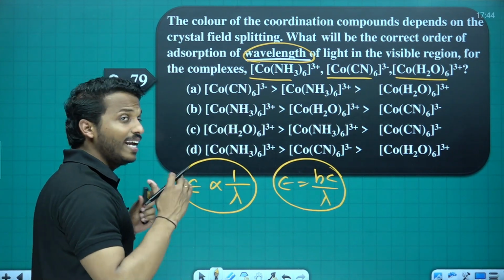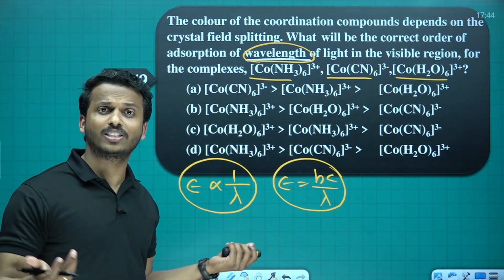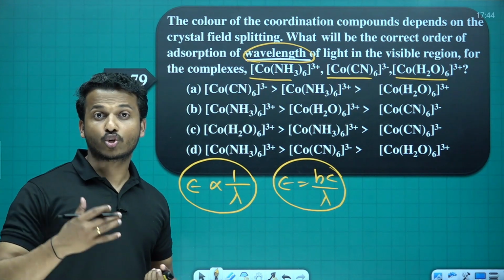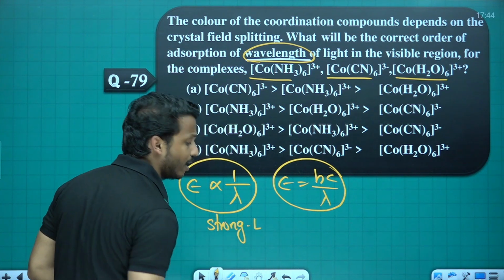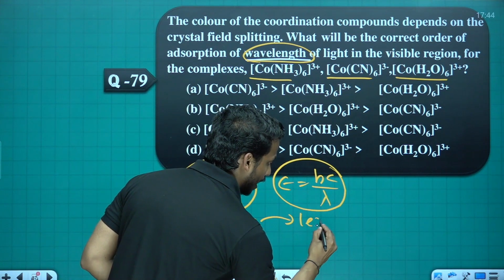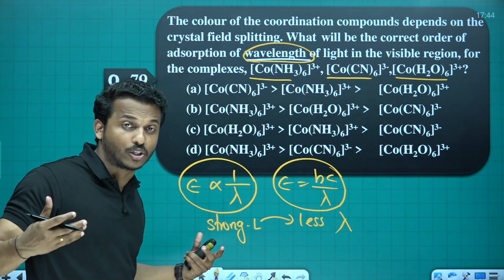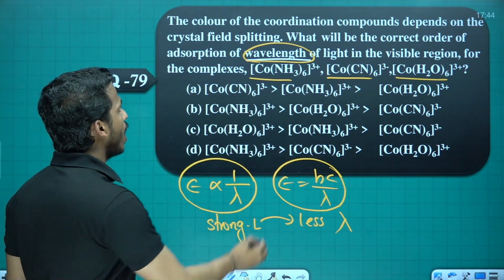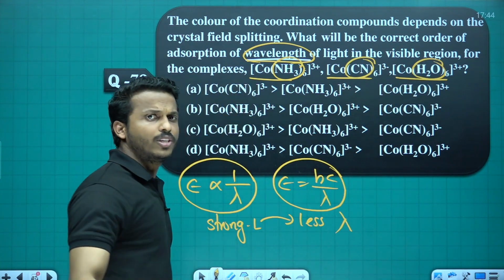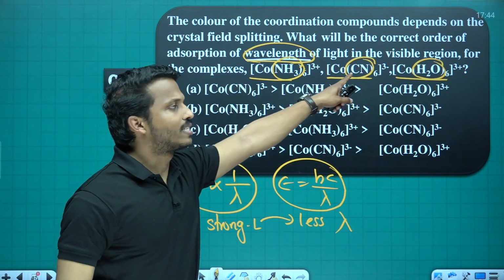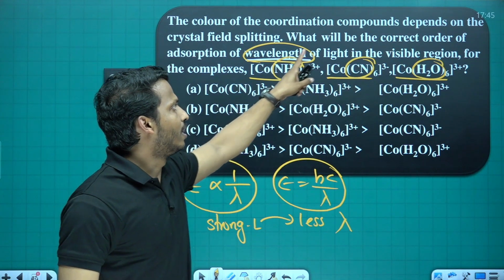Careful. So higher the energy, which energy? You know, crystal field splitting energy. Stronger the ligand, or remember it like this, my dear: a strong ligand gives a shorter wavelength. Stronger the ligand, higher the energy, so less wavelength. You know, amine is there, cyanido is there, aqua is there. Which is the strongest ligand? Cyanide, then amine, then aqua.